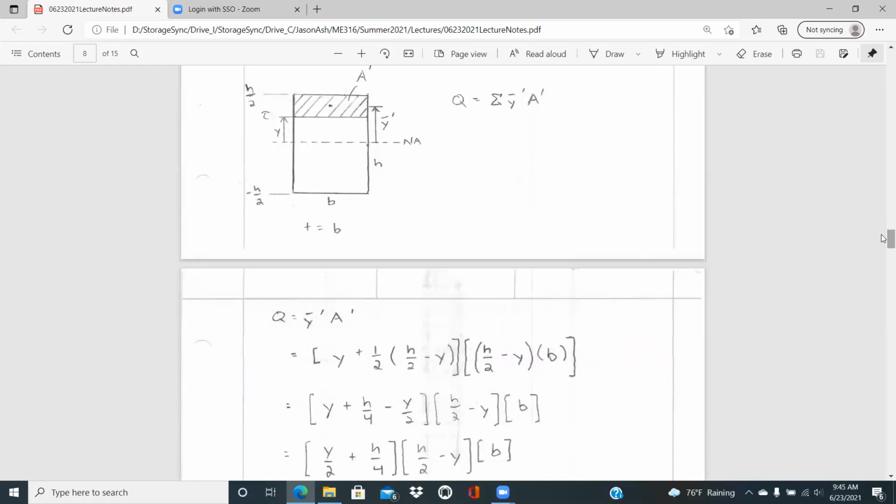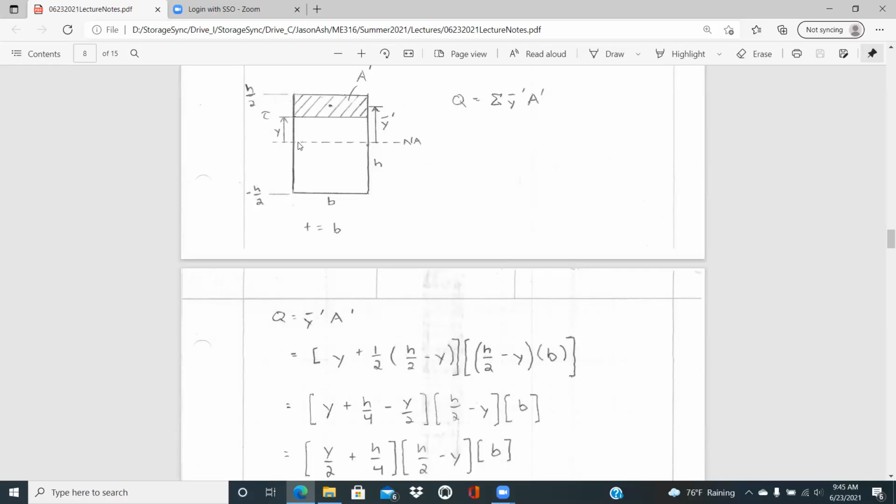And so we can derive this then. What you'll find is then that that shear stress is going to vary with the distance away from the neutral axis. And so you need to know what that distribution is through the thickness for the cross-section. And so for this, the Q is just y bar prime A prime. And so y bar prime is just going to be that distance y plus 1/2 of h/2 minus y for the y bar prime.